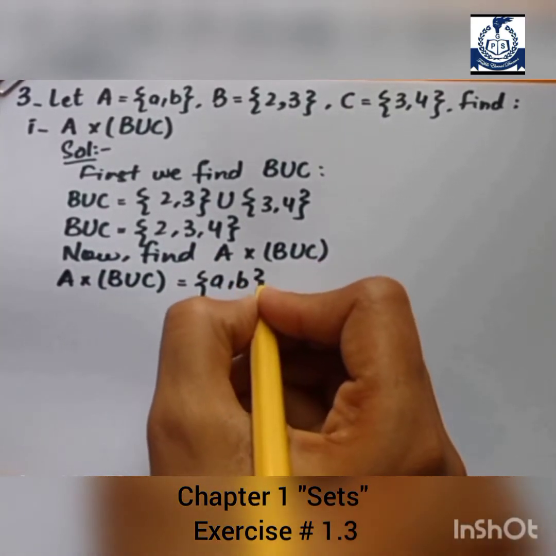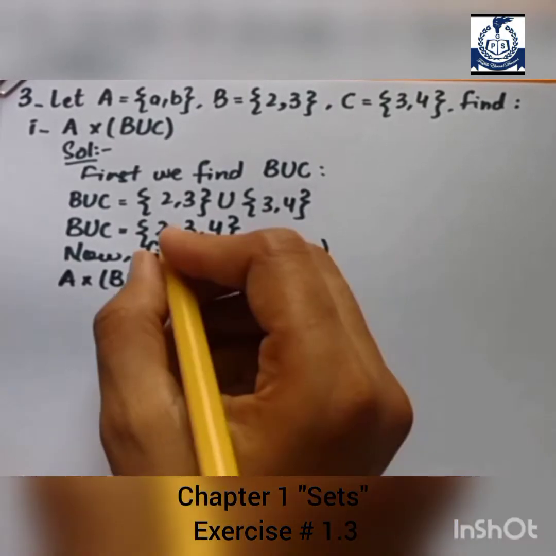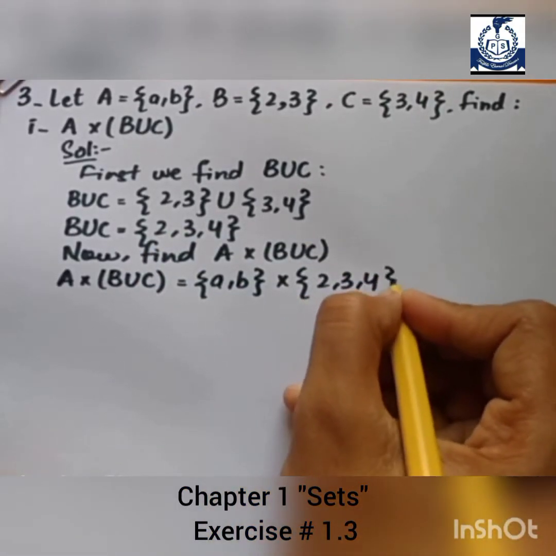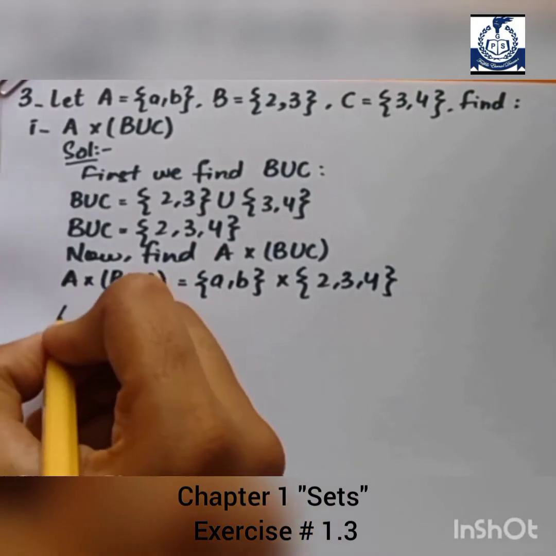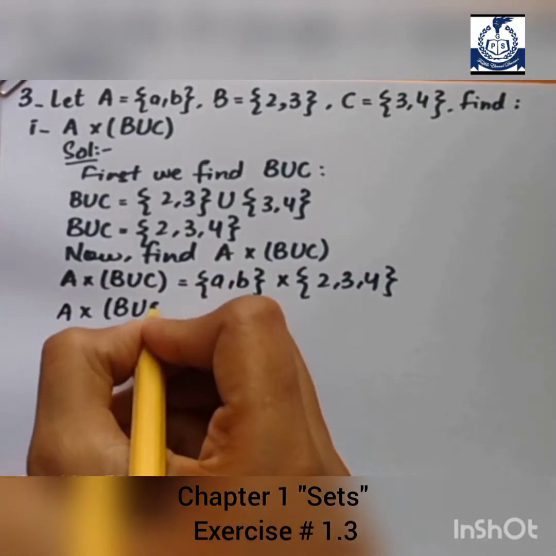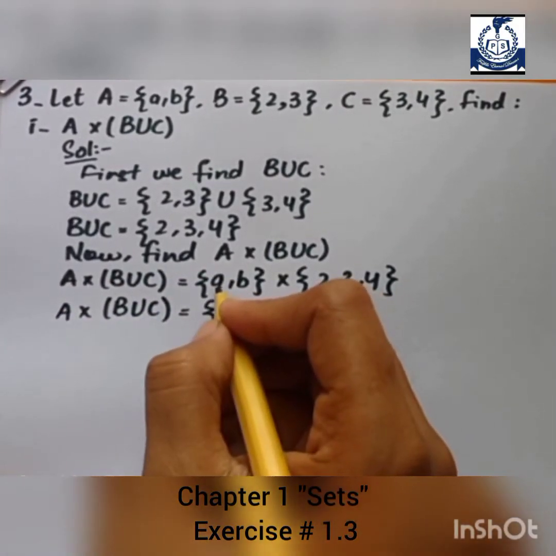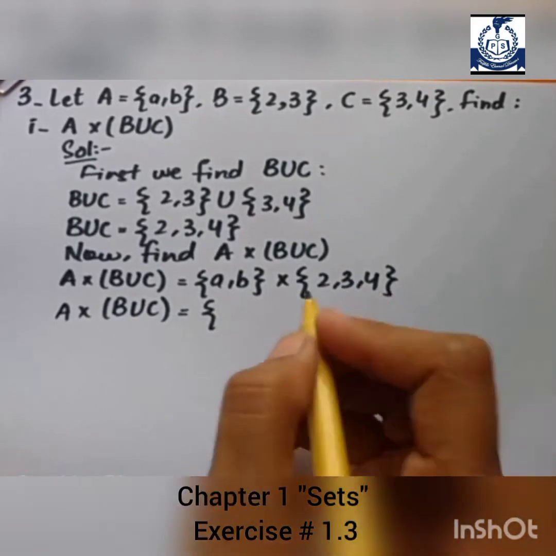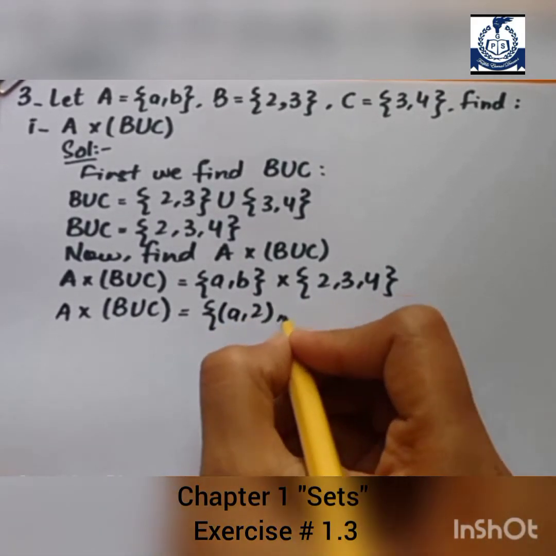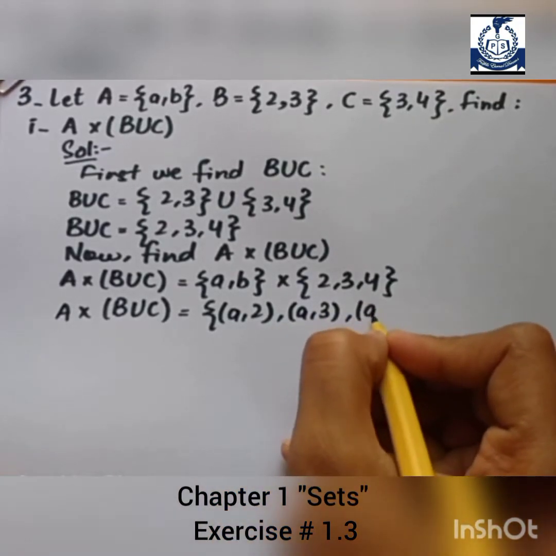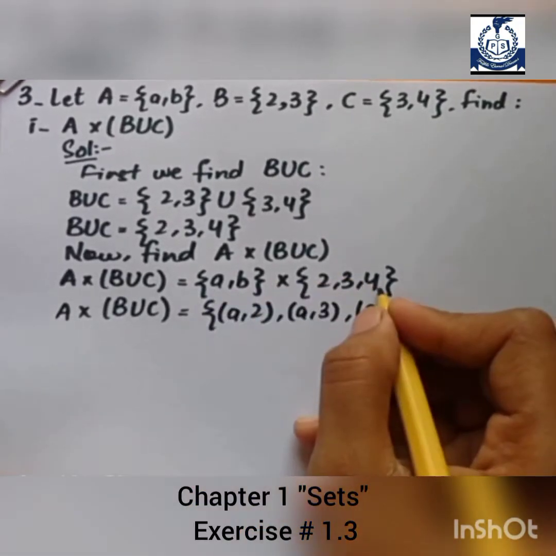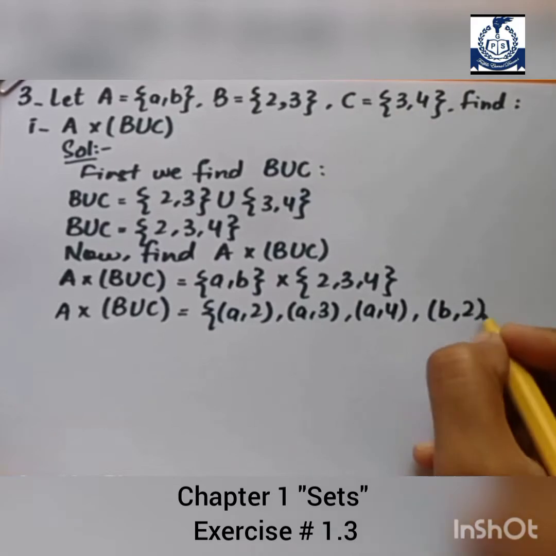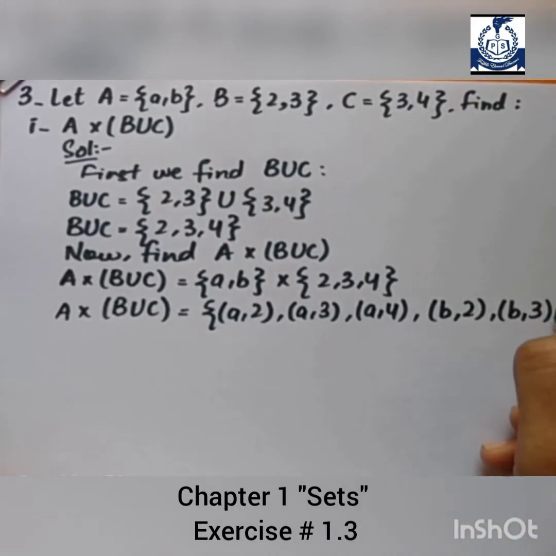So in a place of A we write {a, b} Cartesian product {2, 3, 4}, means के B union C. Cartesian product, so 2 3s are 6. So we make the sets of 6. A multiply 2 means के a2, a3, a4. Then b comma 2, b comma 3, b comma 4. So this is the answer.